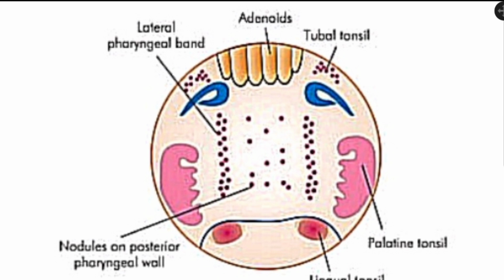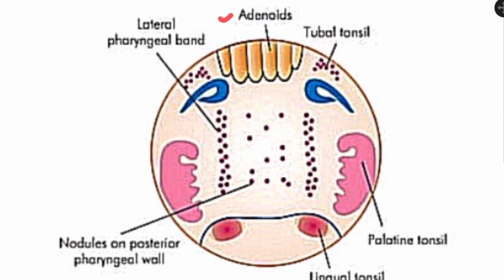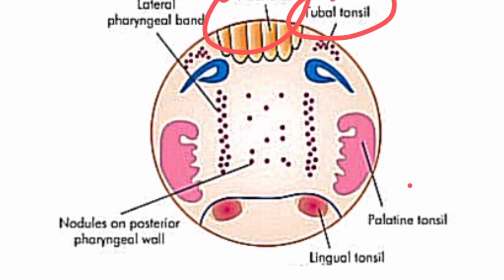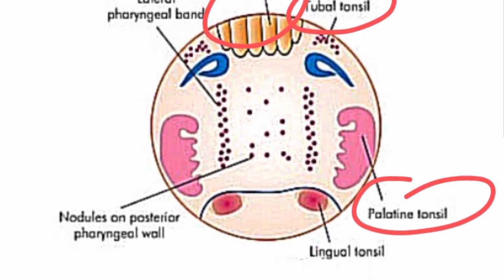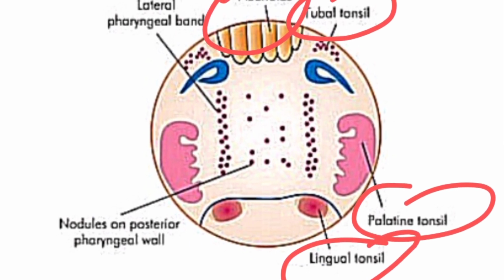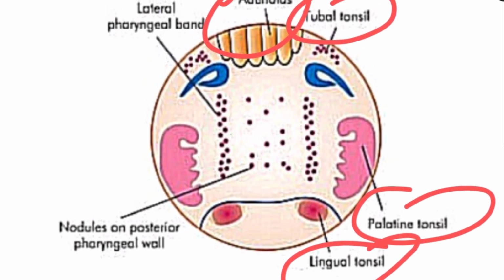So we learnt about 4 tonsils. One is adenoid, then tubal tonsil, then palatine on both sides, and then lingual tonsil. These 4 lymph nodes we have learnt.